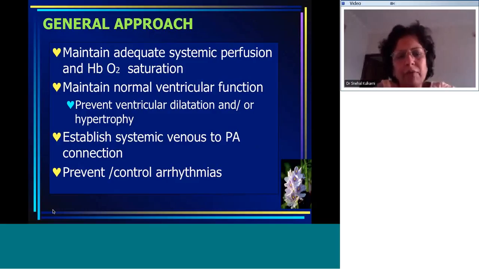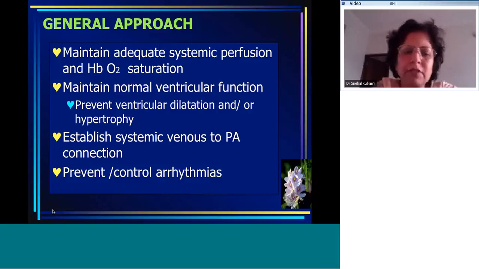So we have to prevent ventricular dilatation and hypertrophy, because eventually you have a single ventricle, and it's our responsibility to preserve that ventricular function. Otherwise, in the long term, this ventricle may not function. So if any patient has excessive flow or increased pulmonary blood flow and pulmonary hypertension, we have to prevent dilatation. We have to reduce the pulmonary blood flow by various means like pulmonary artery banding or otherwise. We have to see that the ventricle should not hypertrophy.